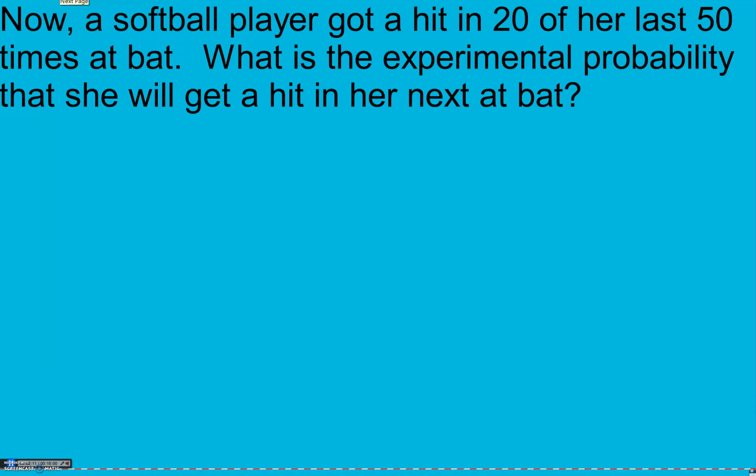Now, a softball player got a hit in 20 of her last 50 times at bat. What is the experimental probability that she will get a hit on her next at bat? Okay. Probability of a hit, that's what we're looking for, is how many times she's gotten a hit out of how many times she's tried, which is going to be 0.4 or 40%.